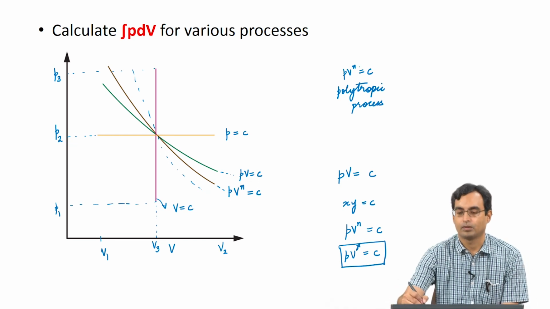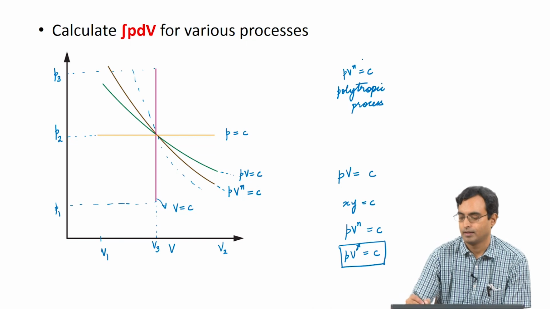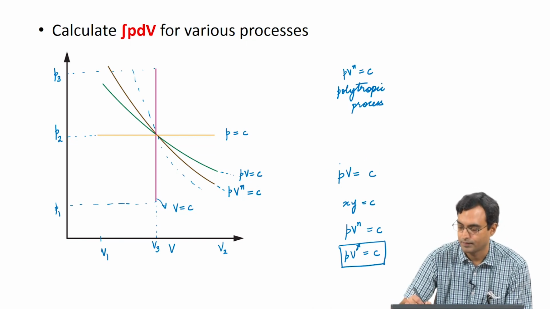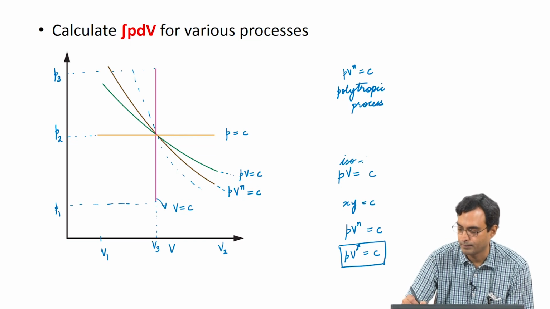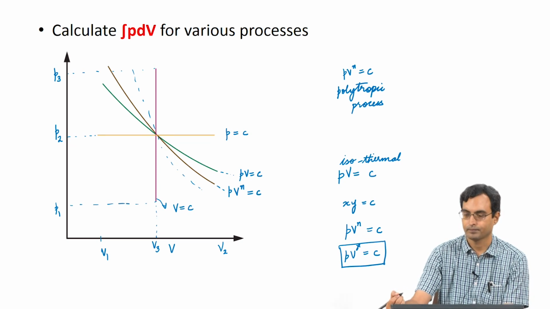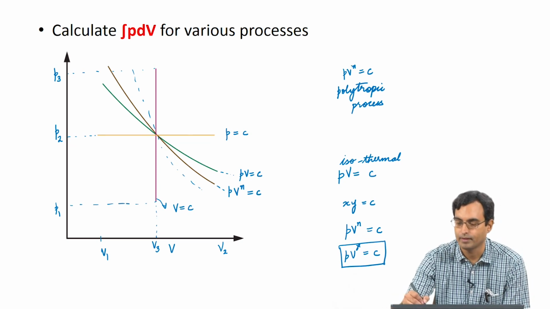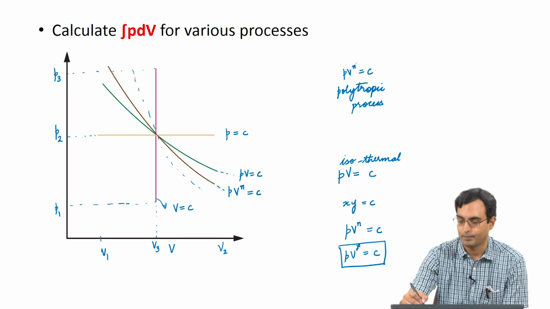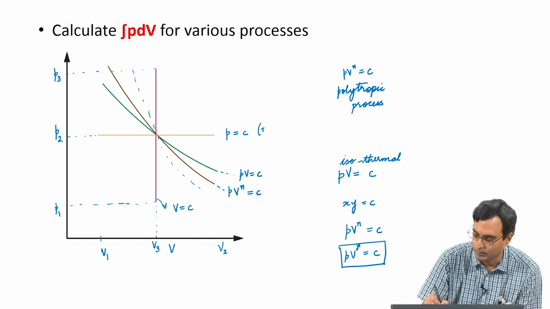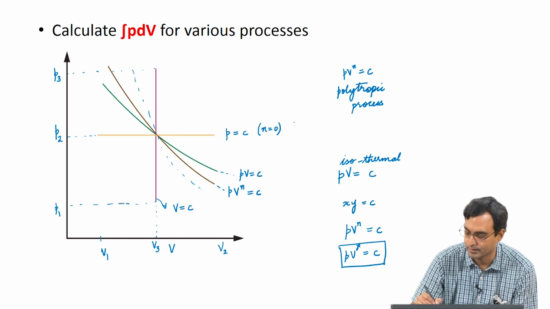So, if I put n is equal to 1, then I get this expression, and this polytropic process becomes our familiar isothermal process. If I put n is equal to 0, then this term becomes 1, anything to the power 0 is 1. So, this becomes p equal to constant. So, n is equal to 0 gives our familiar isobaric process.